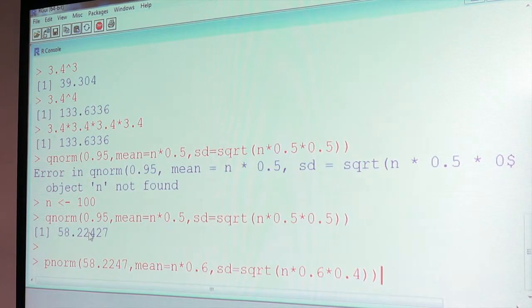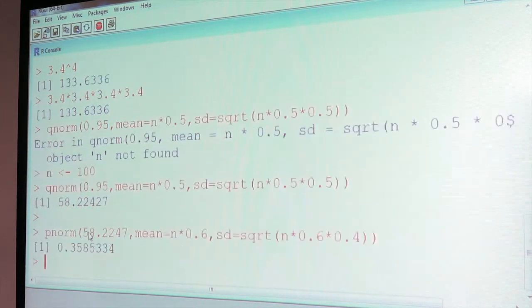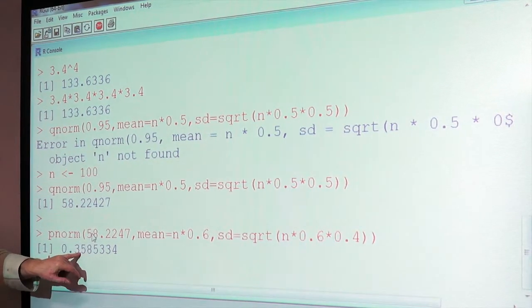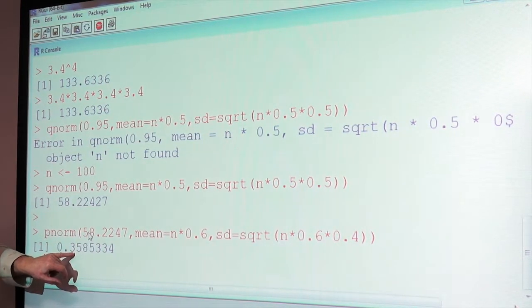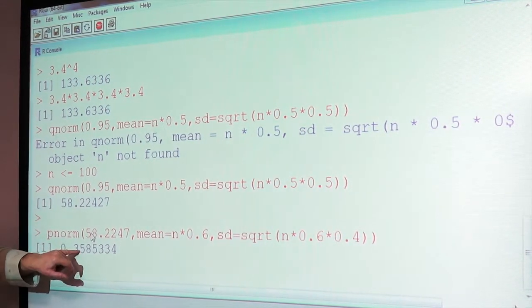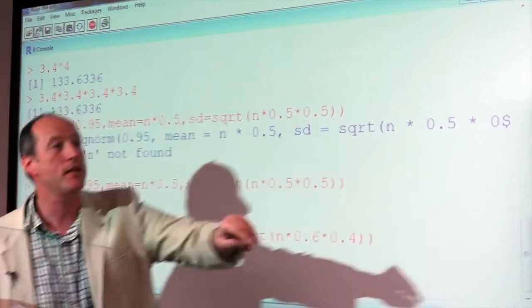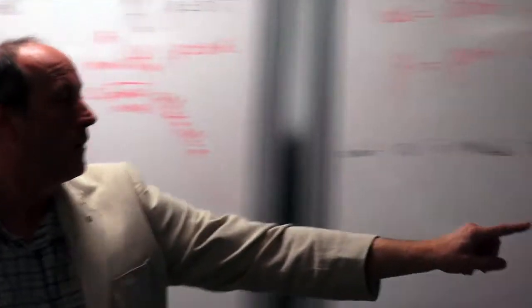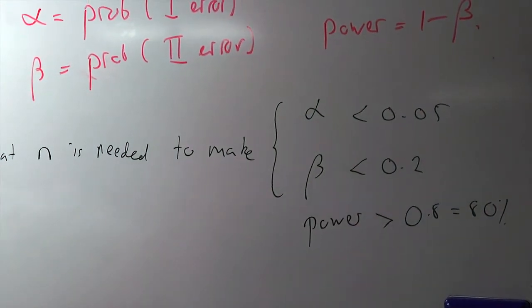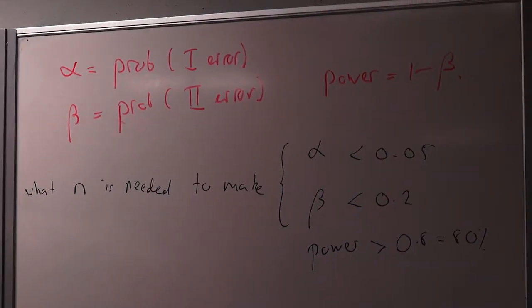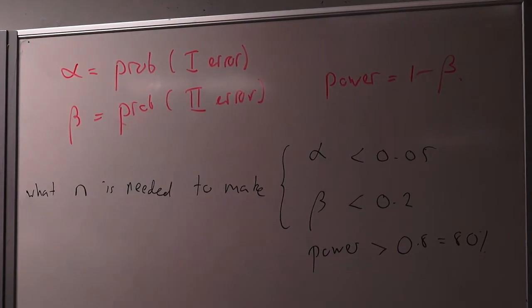P-norm gives the area to the left, which is what we want. So the probability of a screw-up is now 35%. Screw-up, type 2 error. So beta is 35%. Too big, because the question specifies that beta must be less than 0.2. And it is not, it's bigger. Our probability of type 2 screw-up is too high.